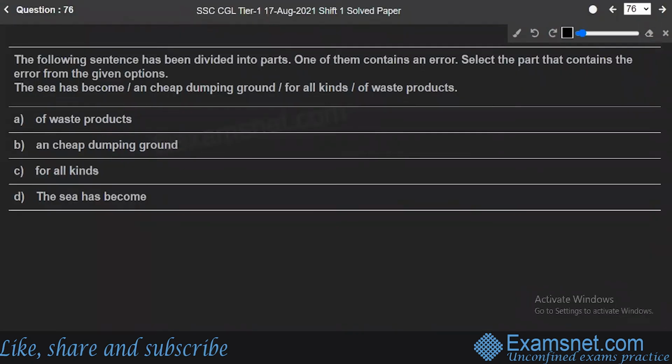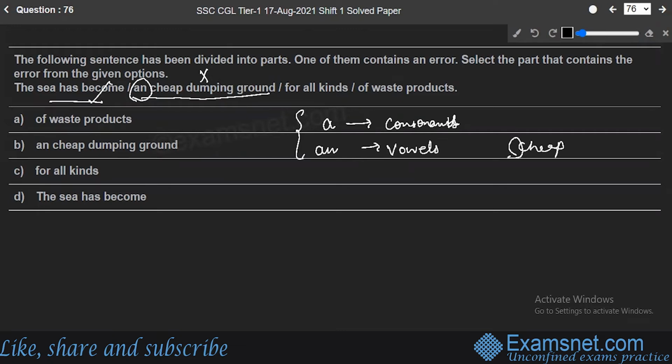What do you think the error is? The sea has become, it's absolutely correct, and cheap dumping ground. Yes, this is wrong. Why? An is used before vowels. There are two things, a and an. A is used before consonants and an is used before vowels, right? Since cheap starts with the alphabet C, it is not a vowel. That means an is not allowed over here.